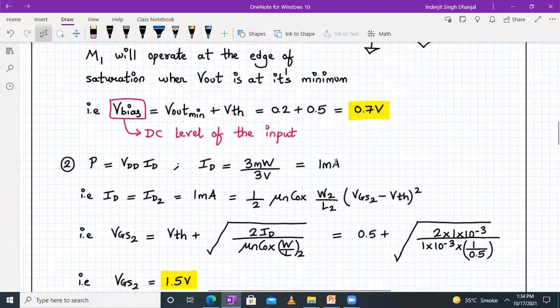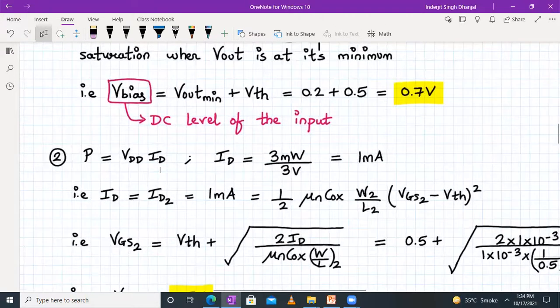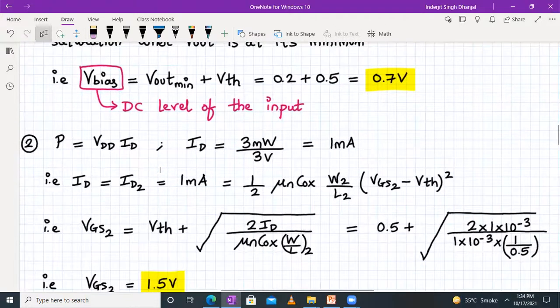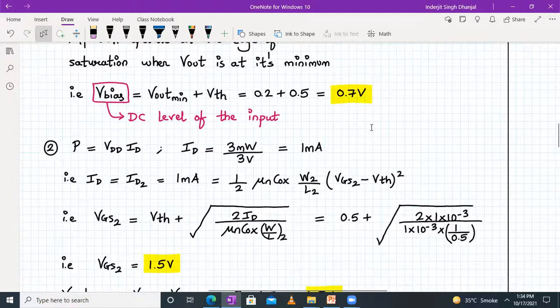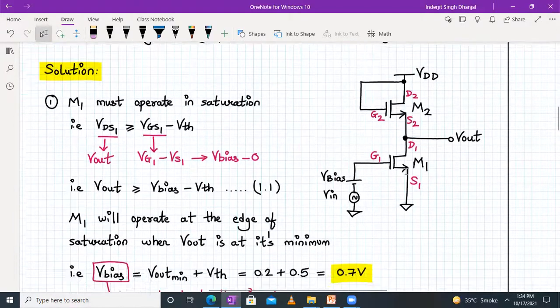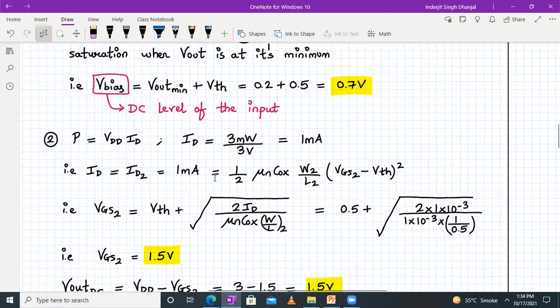Next, the power consumption is given as 3 milliwatt. Power consumption is nothing but VDD times ID, so ID will be power upon VDD, that is 3 milliwatt upon 3 volt, which is 1 milliampere. So the ID value is 1 milliampere. Since both M1 and M2 are connected in series, the current flowing through M2 and the current flowing through M1 will be the same. So ID is the same as ID2, which is 1 milliampere.